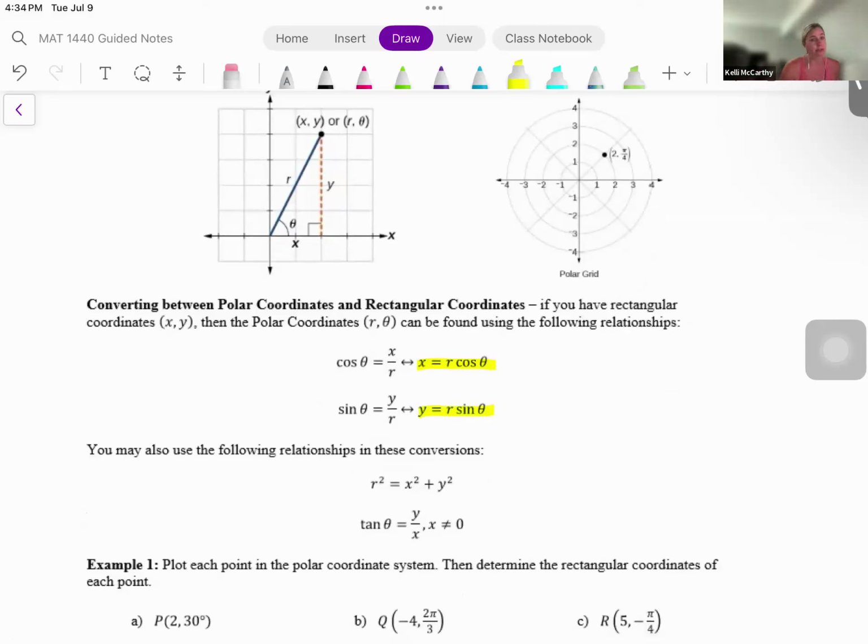We also might use the Pythagorean theorem, x squared plus y squared equals r squared, and tangent of theta is equal to y over x, given that x is not equal to 0. We might be using all of these different relationships when working between polar coordinates and rectangular coordinates.